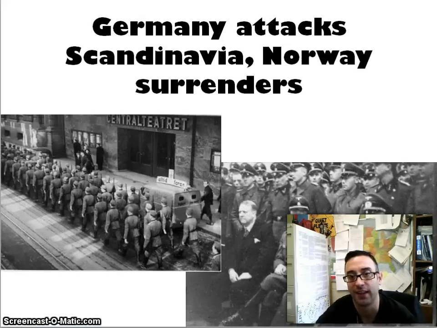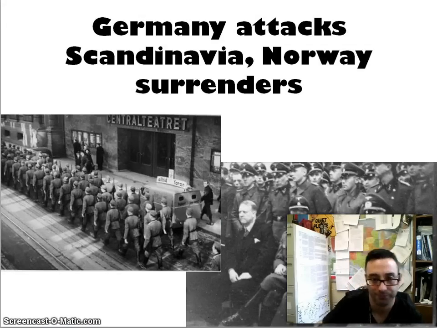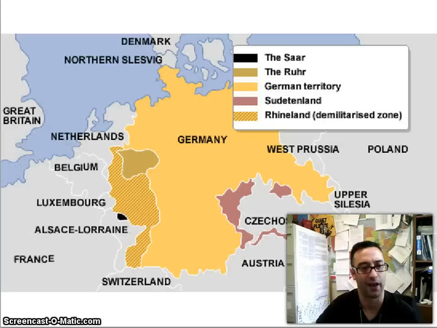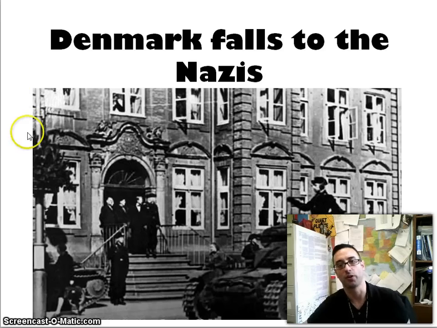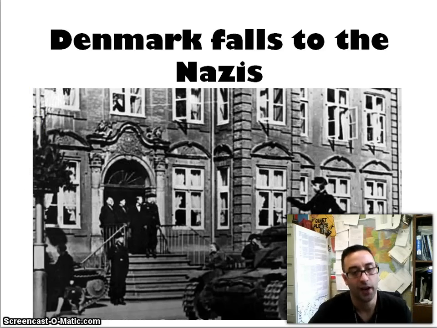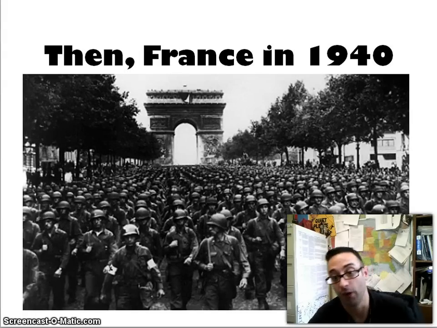So Germany attacks Scandinavia next. Norway surrenders. Actually, it might be worth going back to that map in the beginning. We've seen that Germany is expanding to the southwest and the southeast. Now they're going north to Denmark and Norway. So certainly, this is just further and further expansion at that point. Denmark then falls to the Nazis, and an image of that, and then finally Paris, right?